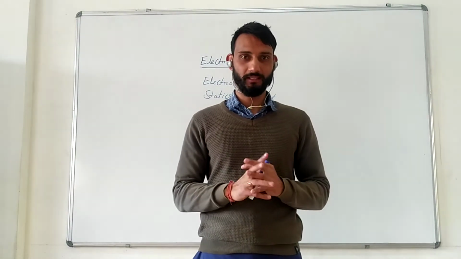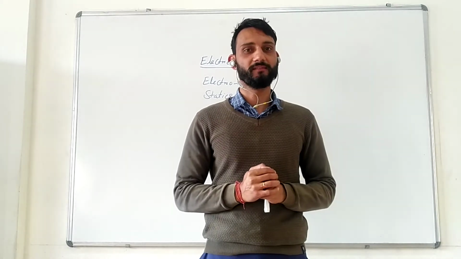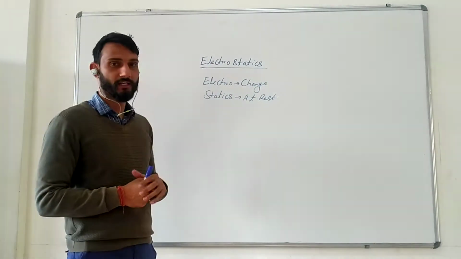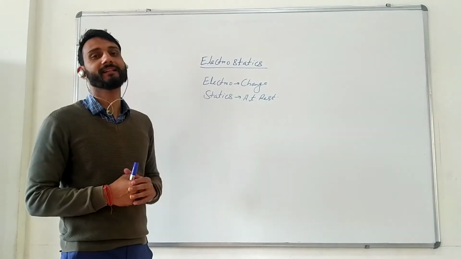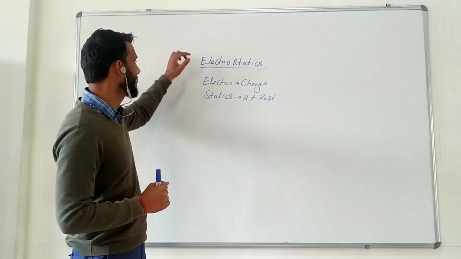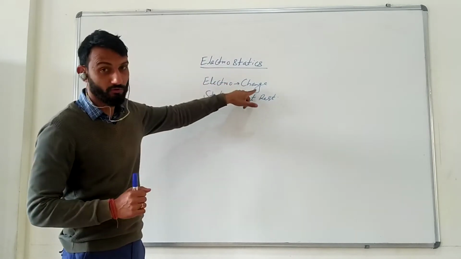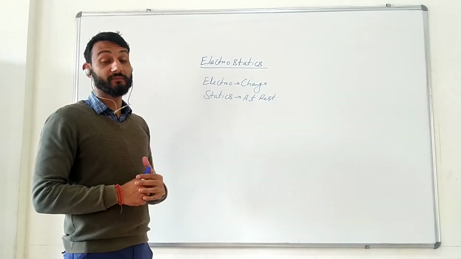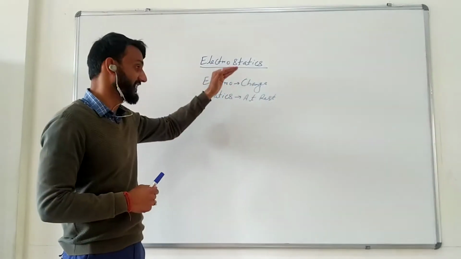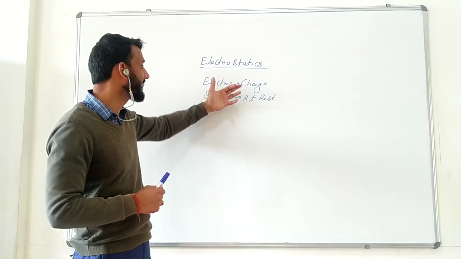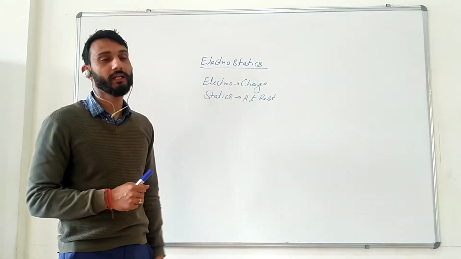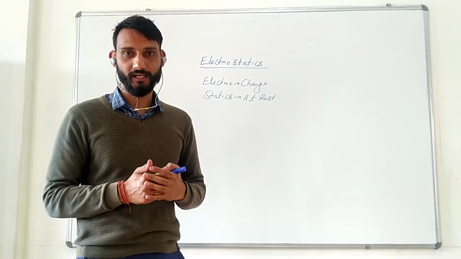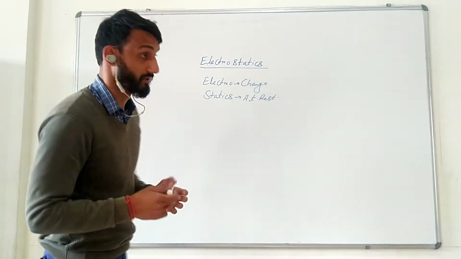Today we'll do a chapter of grade 12, and the name of the chapter or unit is electrostatics. In this unit we'll basically study about the charges. As the name tells you, electro means charge and statics means at rest. So basically we will be studying about the charges which are at rest. Before going into the details of this chapter, we will first understand about charges, their unit and a few properties.